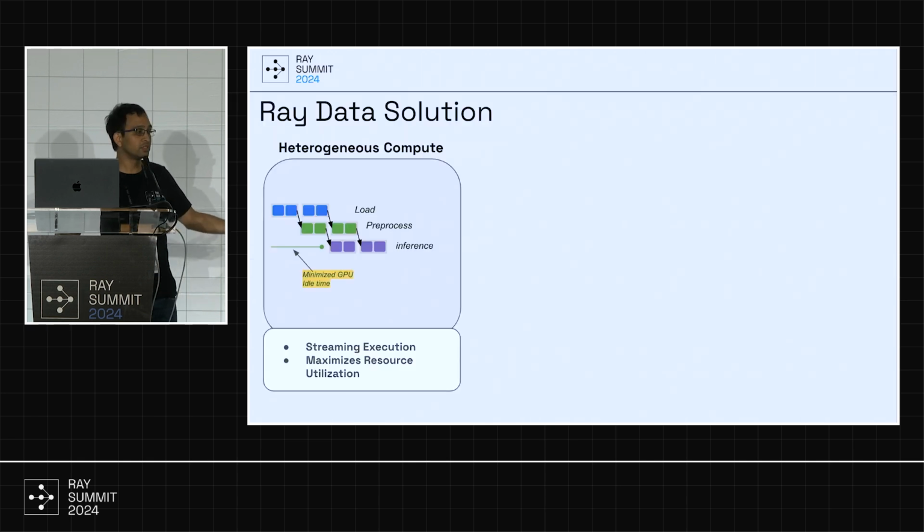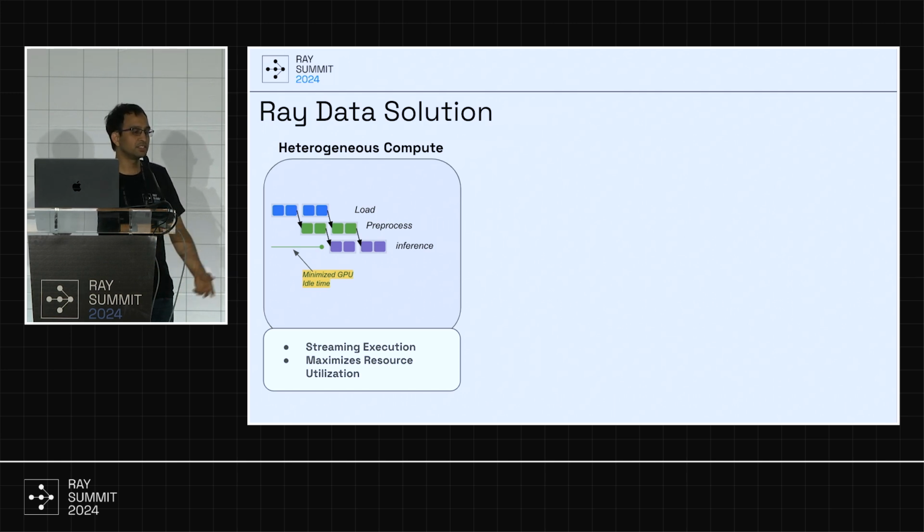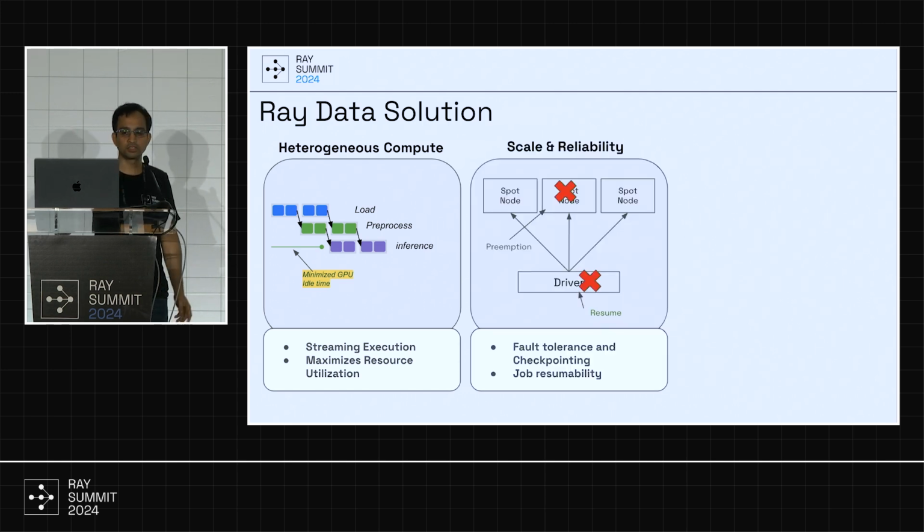As you can see from this picture, Ray Data can help solve the heterogeneous compute problem by an innovation called streaming execution. What we can do with this is maximize the resource utilization at every stage of the pipeline. We don't need to wait for every stage to be finished before you start putting your compute resources in the next stage to use. This helps you maximize your GPU utilization and also reduce the cost.